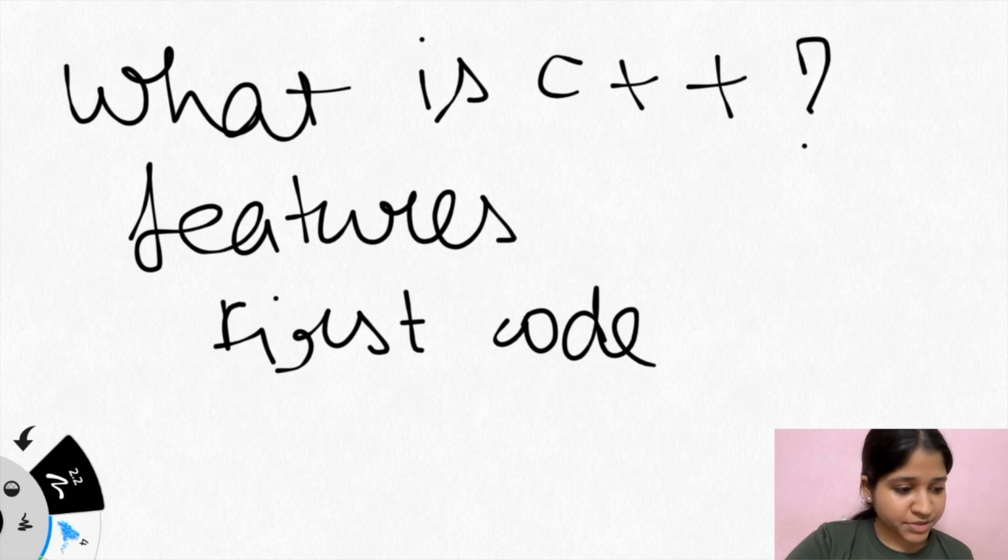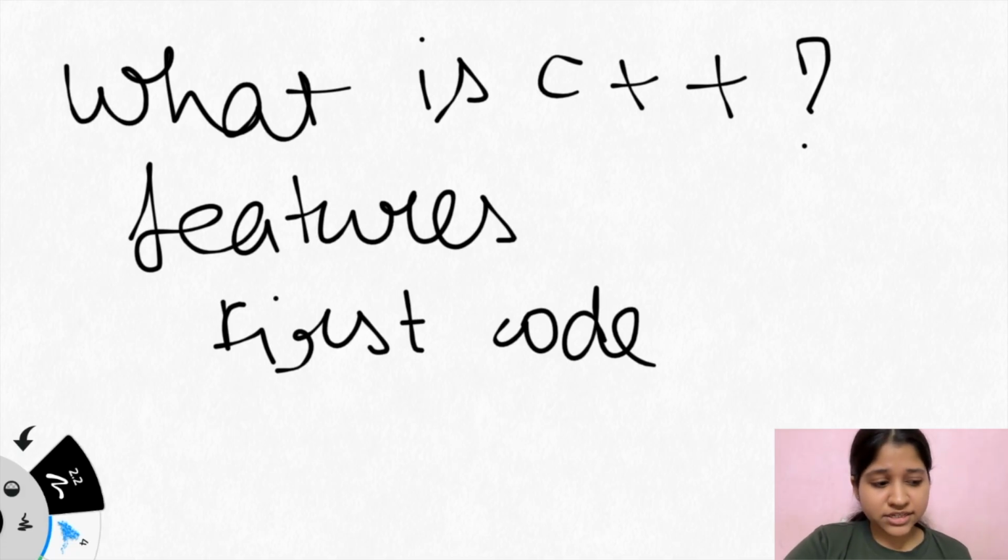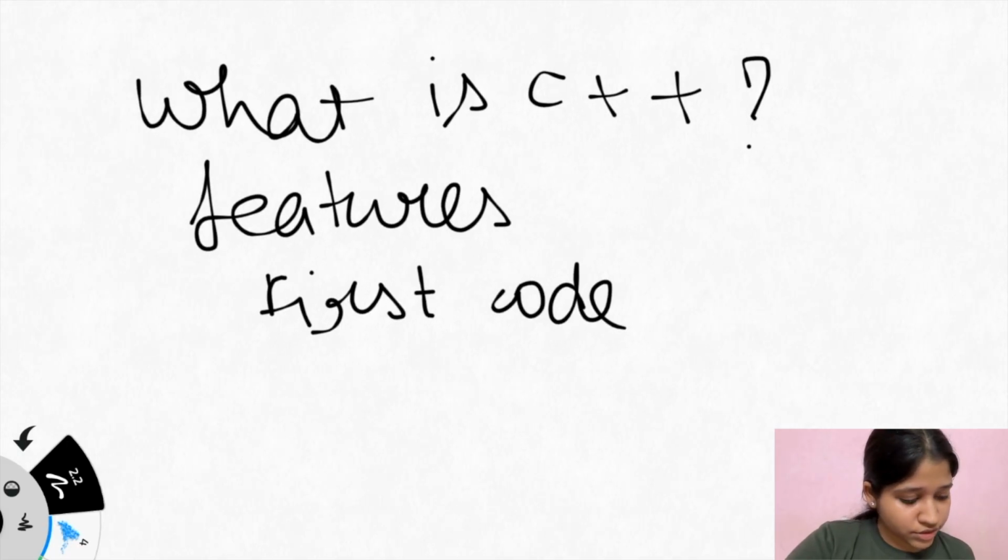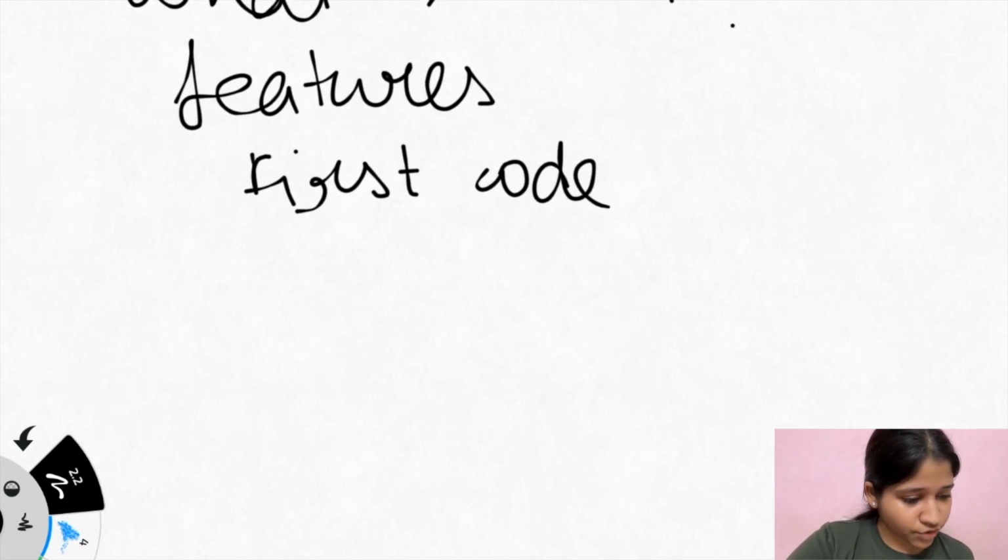So now what is C++? C++ is a general purpose programming language. It is used to create softwares, operating systems, and game development as well. It allows us to create and write instructions for a computer to perform different tasks.